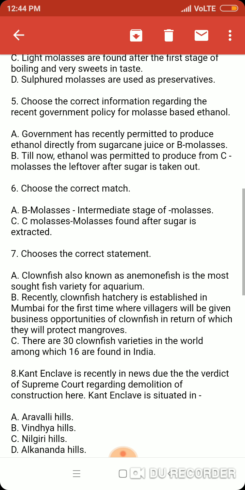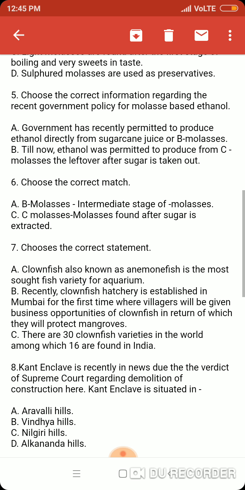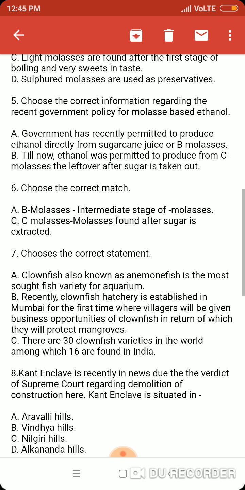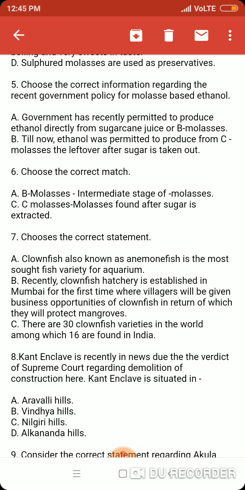Will it hamper agricultural production of sugar, thus affecting export and import, and will it create problems for food security? Will it increase monocropping culture? So you can prepare this for mains as well. Option A: government has recently permitted to produce ethanol directly from sugarcane juice or B molasses. Correct. Till now, ethanol was permitted to be produced from C molasses, the leftover after sugar is taken out.